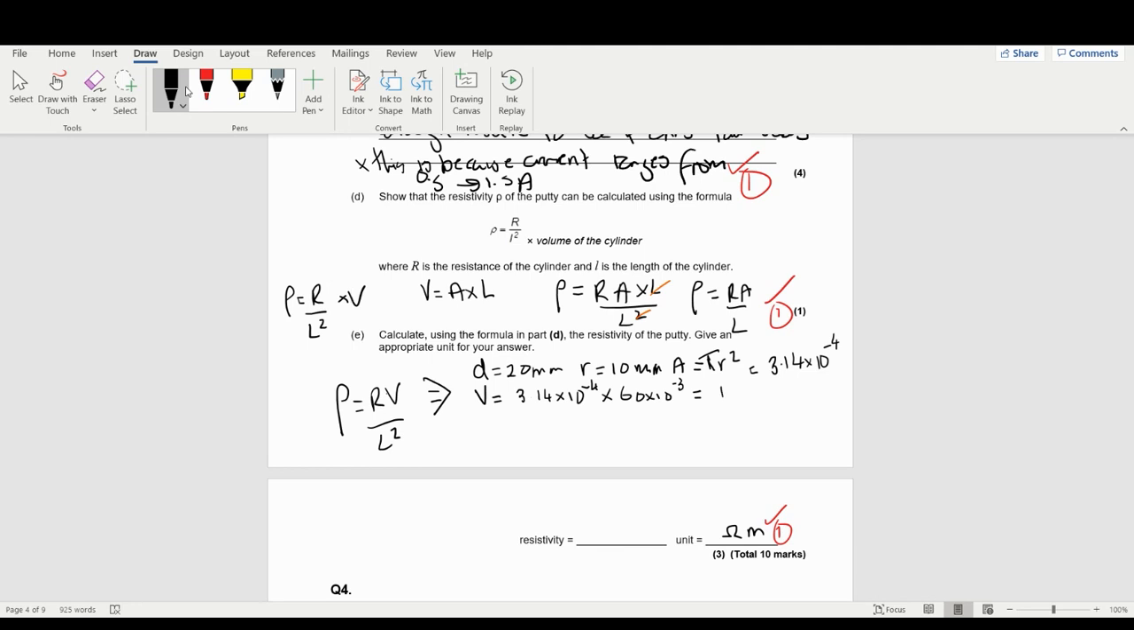1.88 times 10 to the minus 5. Okay, and then of course using the formula, so 20 times 1.88 times 10 to the minus 5 all over 60 times 10 to the minus 3 squared, times 20 divided by 60 times 10 to the minus 3 divided by 60 times 10 to the minus 3. I get an answer of 0.11.